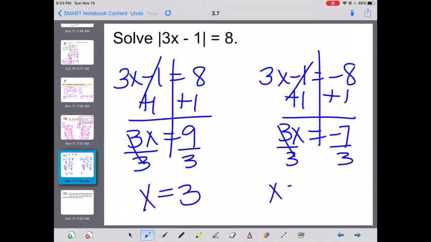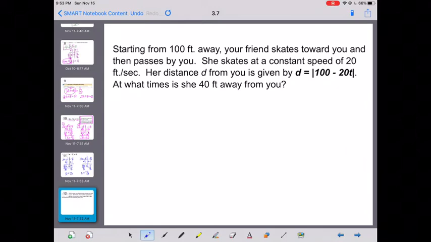Divide both by 3. And I find out my two answers are x equals 3 and x equals negative 7 over 3, or negative 2 1/3, however you like to read it.